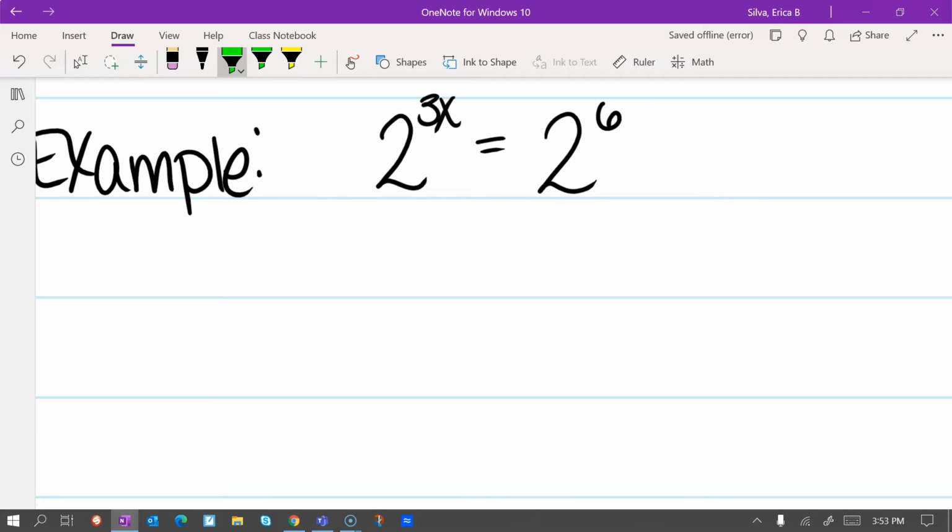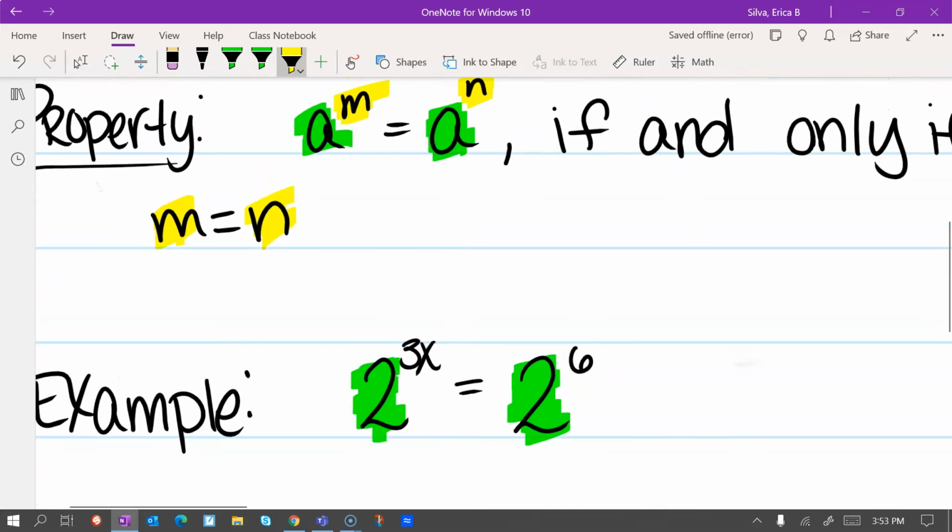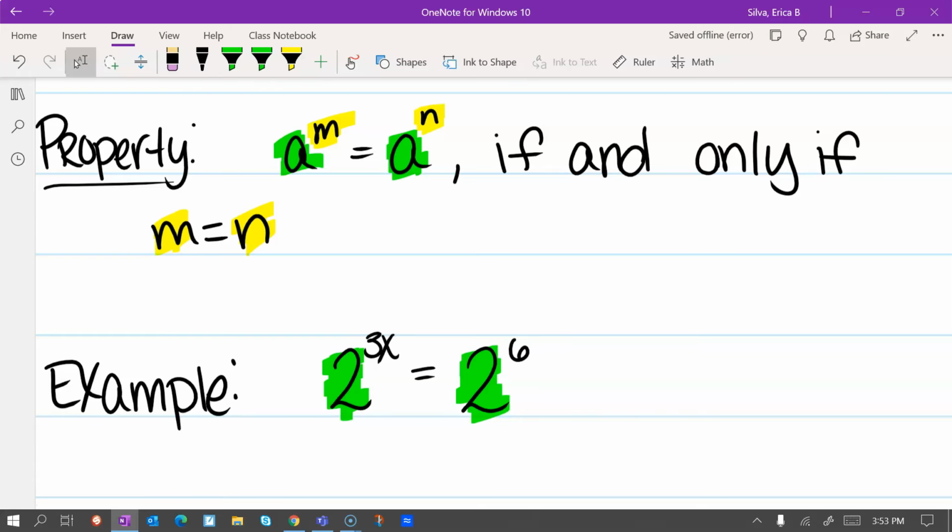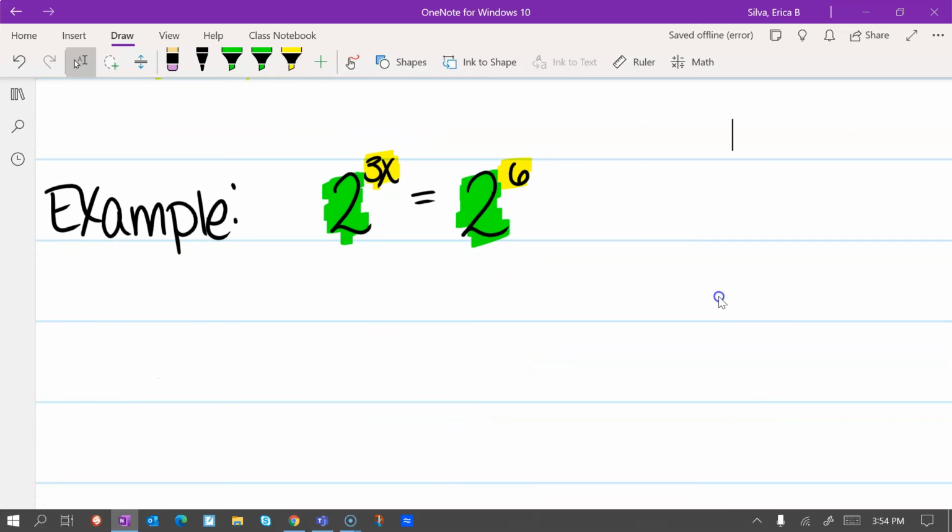We have 2 to the 3x equals 2 to the 6. Notice how our bases are exactly the same. And this property tells us that if our bases are the same, then our exponents are equal to each other. So let's go ahead and set the exponents equal to each other. We've got 3x is equal to 6. And then all we do is simply solve for x, and x is equal to 2.